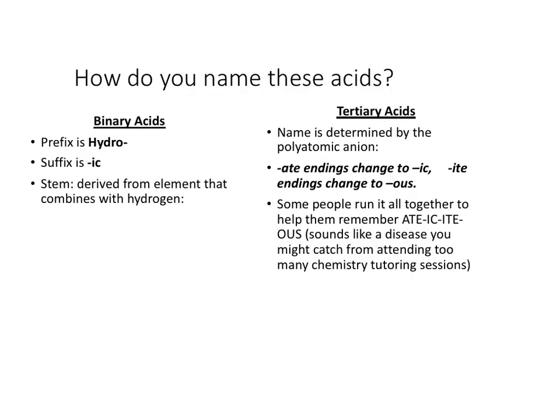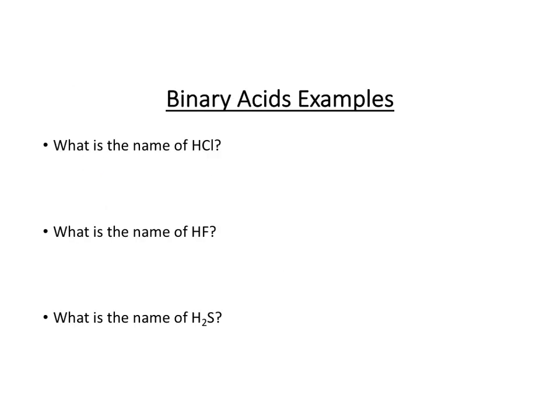All right, so how do we name these? Well, we're going to look at naming binary acids first. So for binary acids, you want to put a prefix of hydro in front of the name of the anion. And then you're going to put the name of the anion and change the ending to ic. Now let's look at some examples of naming binary acids.